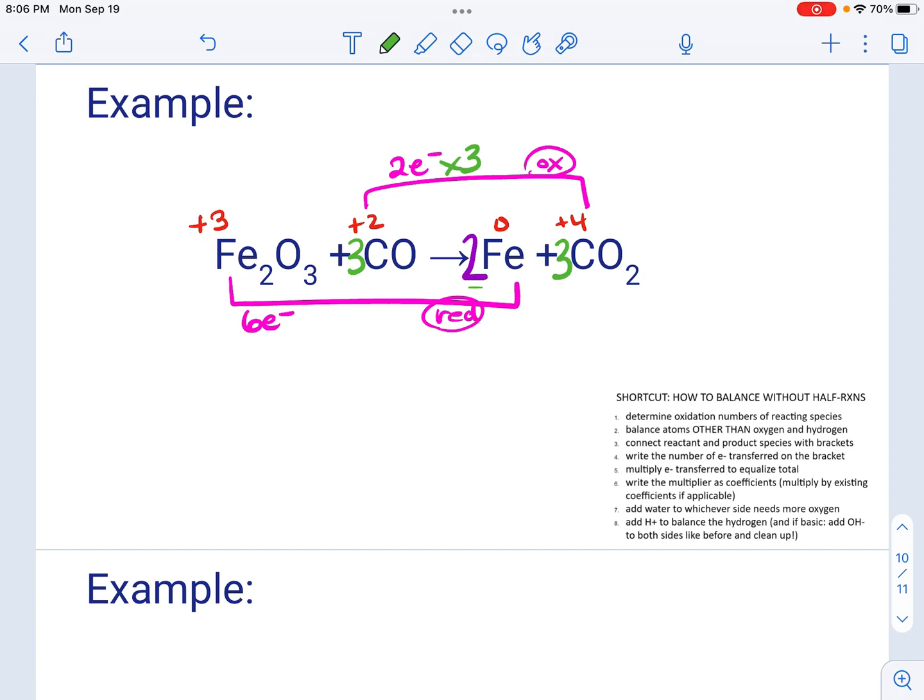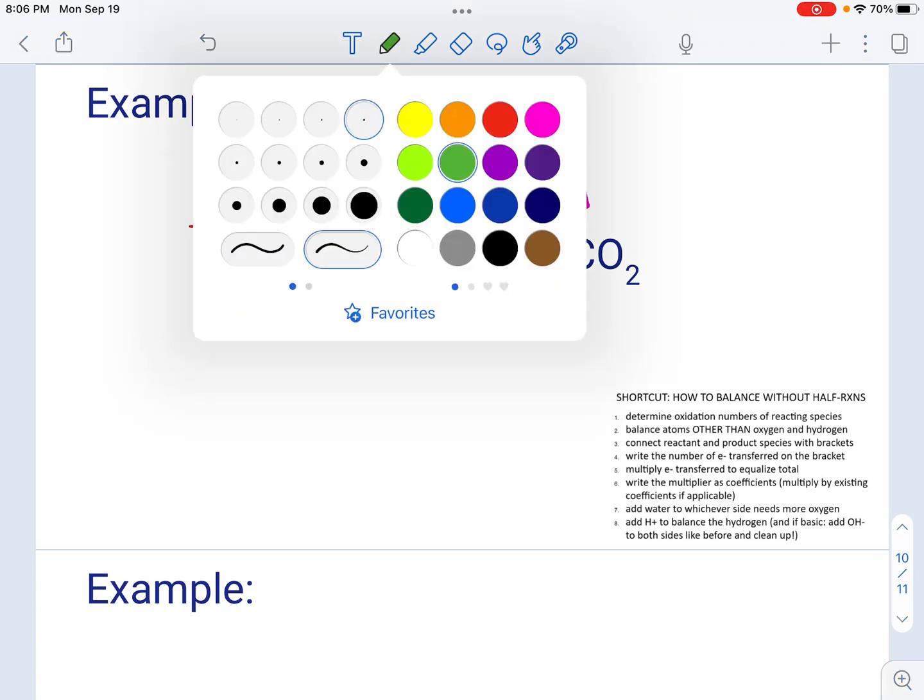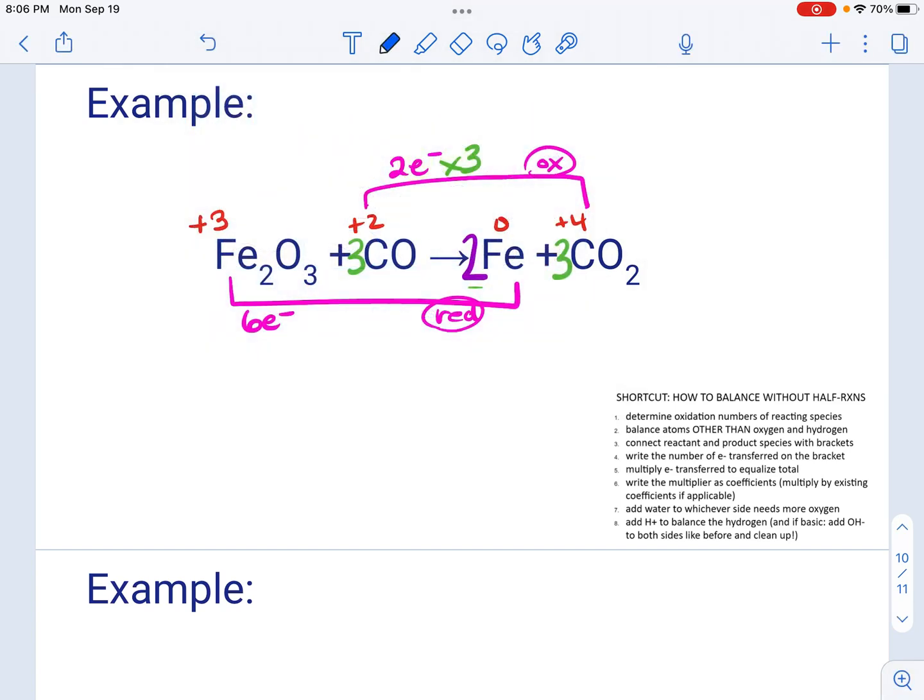All right, now that I've done that, I'm going to come back in and balance the oxygen first and then the hydrogen. So I have to count really carefully.